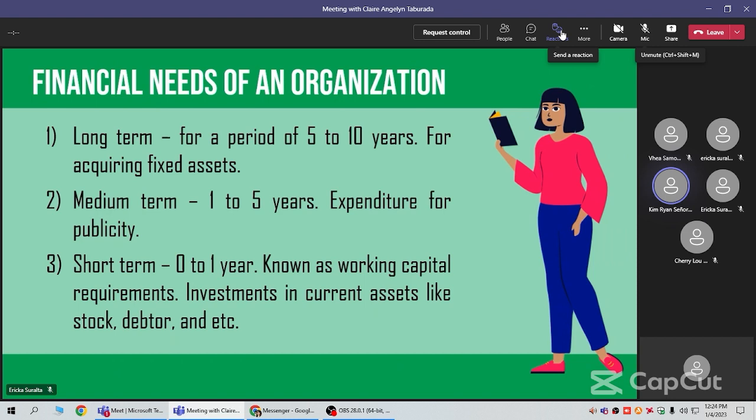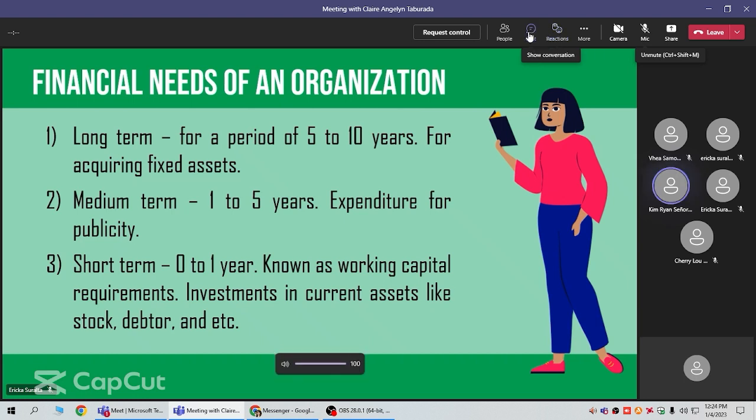Next, financial needs of an organization. First we have long term: for a period of 5 to 10 years, for acquiring fixed assets. Next, medium term: 1 to 5 years, expenditure for publicity. Short term: 0 to 5 years, known as working capital requirements, investment in current assets like stock, debtors, etc. Next slide.